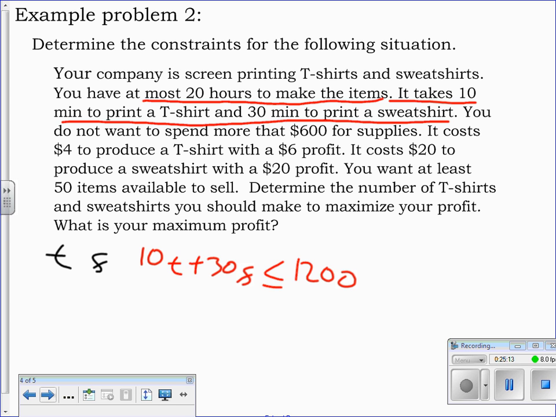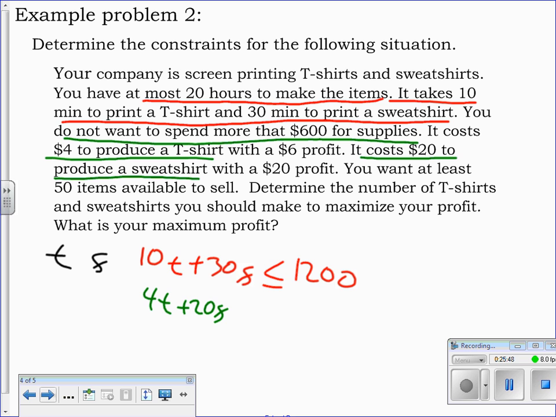The next constraint is you do not want to spend more than $600 for supplies. It costs $4 to produce a T-shirt and $20 to produce a sweatshirt. So my constraint, how much it costs for the two of them, must be total less than 600. So 4T plus 20S must be less than or equal to 600.